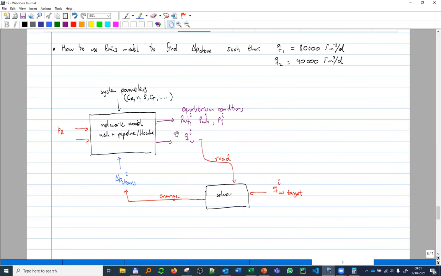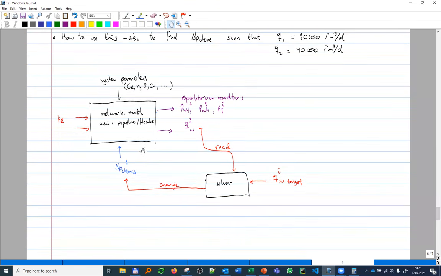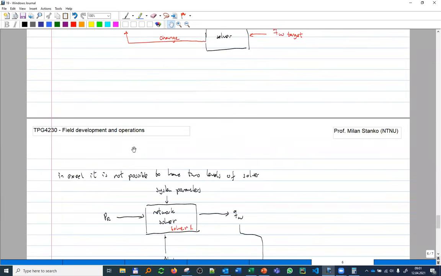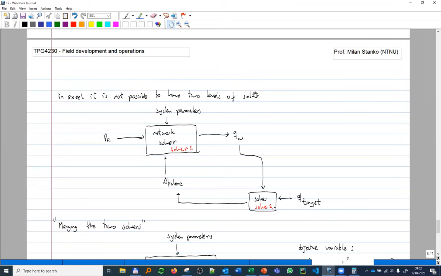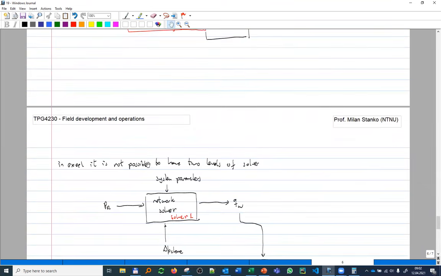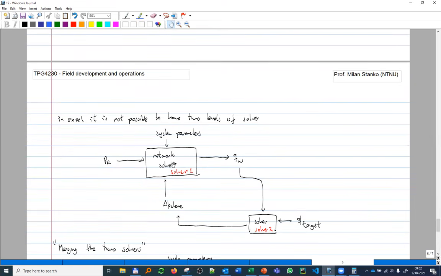So I get a target, I read the rates per well, and I compare with the target for the well. If they're not the same, then I change the delta P of the choke. But you see, this is a bit cumbersome because this actually has a solver inside. Here I'm solving the system of equations. So it looks something like that: I have a solver and I have another solver here. Excel is not able to do that. They have it in GAP, they have two levels of solver and they use it like that. But in Excel, I cannot have two nested solvers.